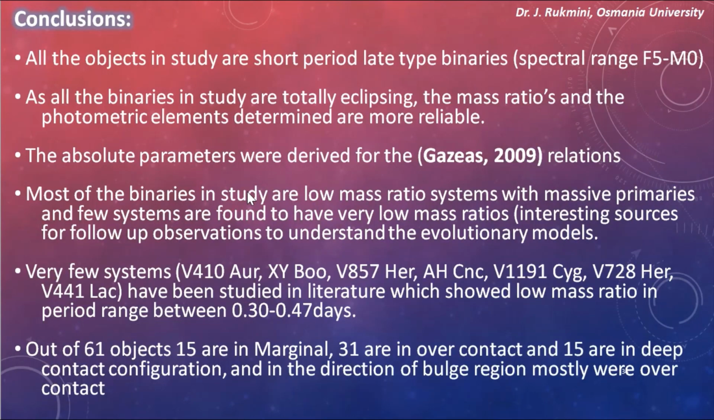Now let us come back to the conclusions. We see here that all the objects in the study are short period late type binaries. Late in the sense the spectral types are from F5 to M0. All the binaries are totally eclipsing, with mass ratios being reliably determined. The absolute parameters have been derived using Gazeas relations, which are dependent on mass ratio and periods. Of course, the mass ratios which have been derived are very low, with massive primaries and less massive secondaries.